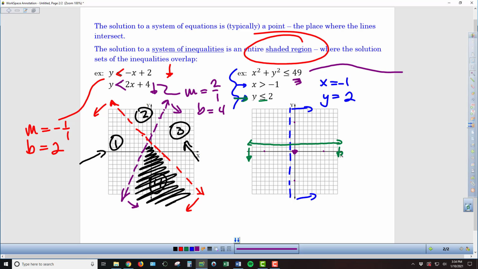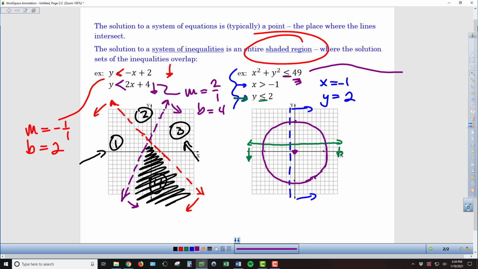And my circle is going to be solid because I have the equal to. So I'm going to sketch in a solid circle here. We'll pretend like that's solid there. And now I have to determine where I'm supposed to shade. Now this might be a case where it might make sense for us to plug in a point like 0, 0 to check to see if it works or not.